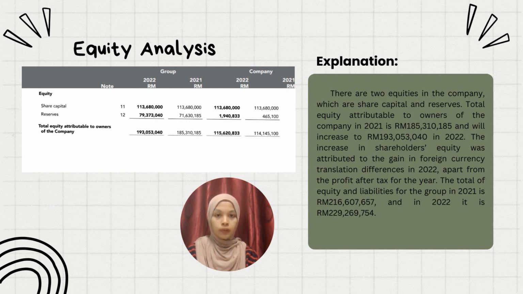apart from the profit after tax for the year. The total of equity and liabilities for the group in 2021 is RM260,607,657 Malaysia, and in 2022 it is RM229,269,754 Malaysia.